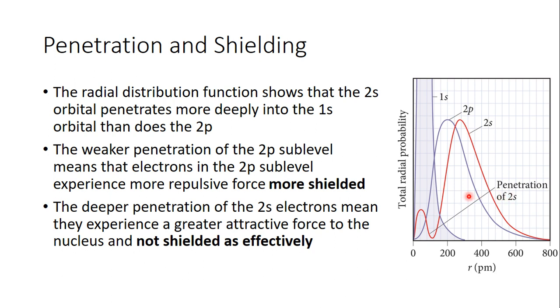So penetration is a rare event, but it can happen. And since 2p can really never penetrate all that often, it has some probability down here, but much less, we say 2p is more shielded than 2s, because 2s can sometimes sneak into that 1s orbital.